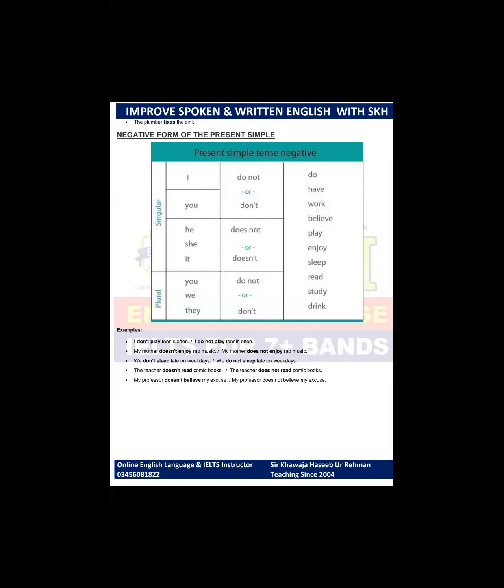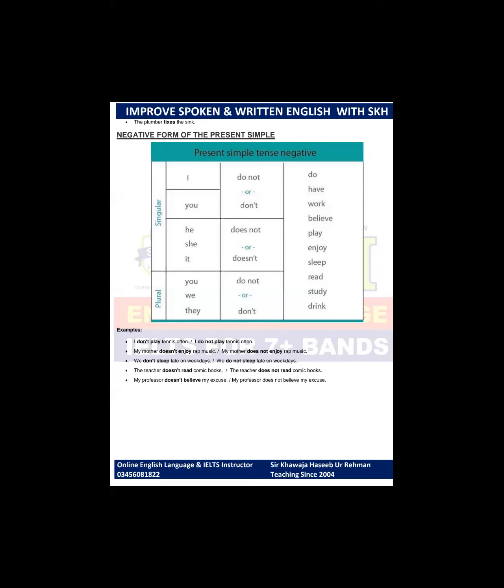I, we use don't. You, we use don't. He, we use doesn't. She, we use doesn't. It, we use doesn't. We, we use don't. They, we use don't. Like, I'll give you some sentences. I don't do that. You don't work. He doesn't play. She doesn't enjoy. It doesn't sleep. Or you don't read, or you do not read. We do not study, or we don't study, or they don't drink.